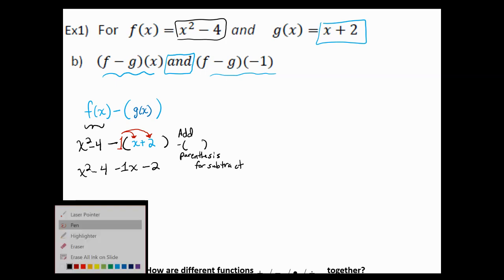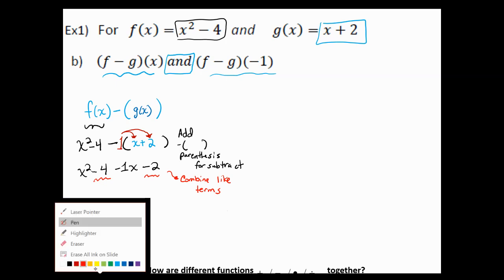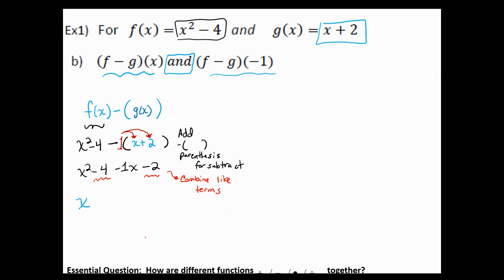The next step is going to be, can you shorten this up anymore? So you're going to combine like terms if you can. And the only like terms would be this -4 with this -2. Those are the only ones that are alike. You can't put x squared together with an x. So we're just going to write those down. And then -4 minus 2 is -6.